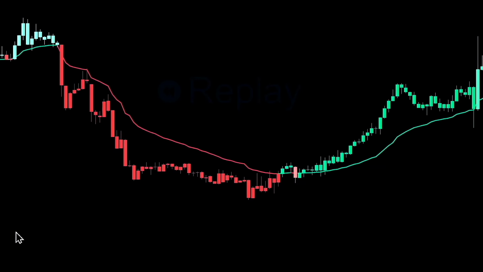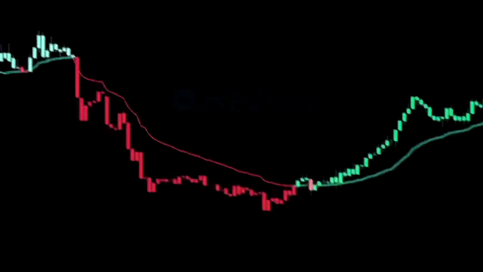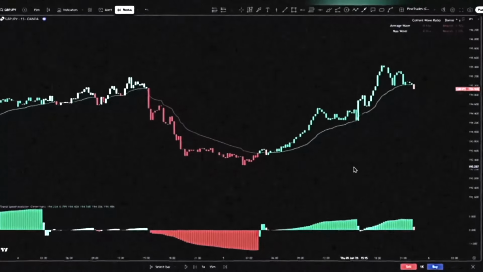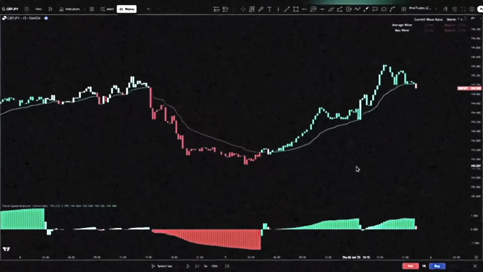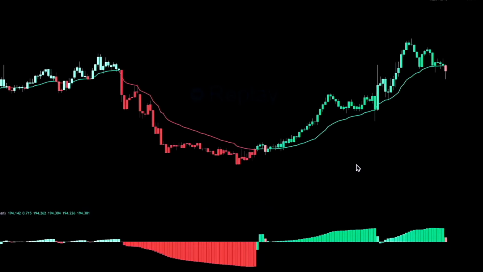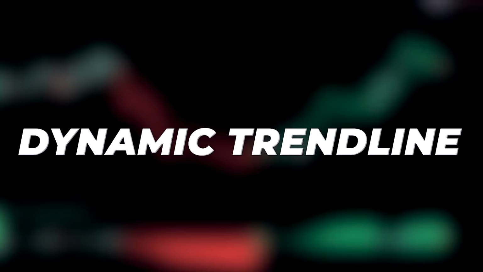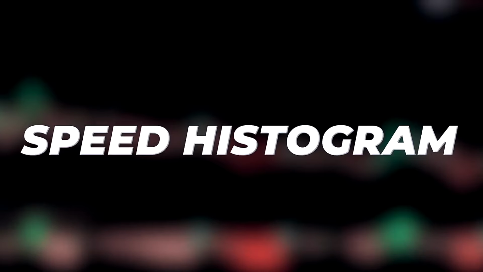So, what's this tool all about? Unlike basic indicators that just show price crossing a line, this one goes deeper, measuring the speed and strength of price moves to give you a clearer picture of market momentum, trend shifts, and potential reversals. It's like a 3D snapshot of what's driving the market, combining a dynamic trend line, wave analysis, and a speed histogram for real-time insights.